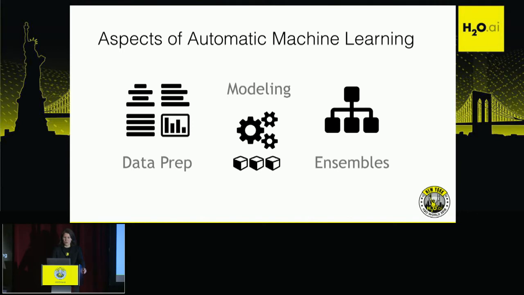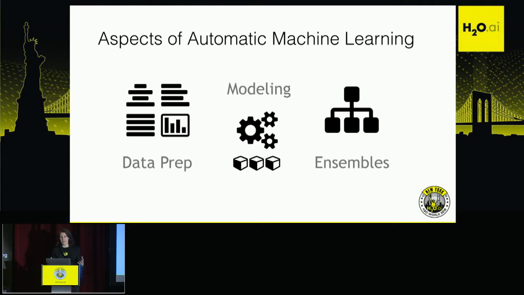Okay, so what are some of the aspects of automatic machine learning? I like to break it up into kind of three pillars of data science. So one, we have all of the data preparation. So if you have to get your data into a tabular format, if you're doing feature engineering, anything like that sort of goes under the data prep regime.